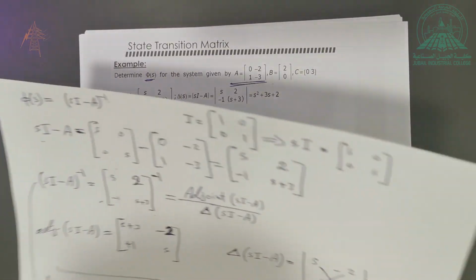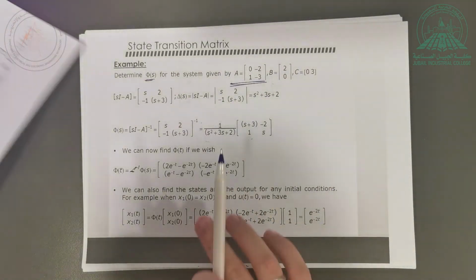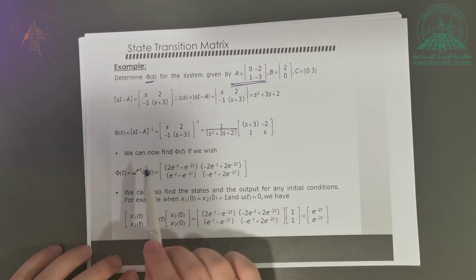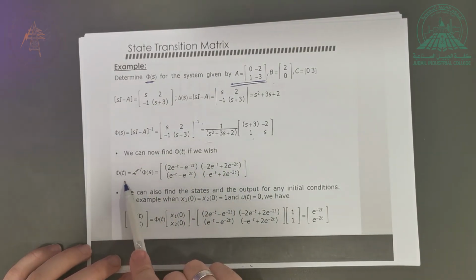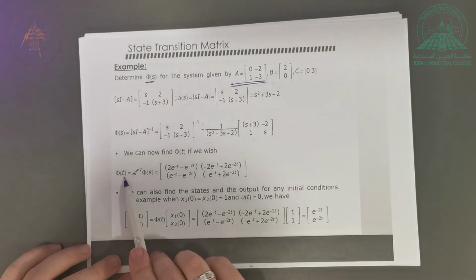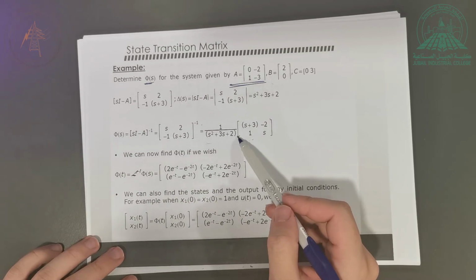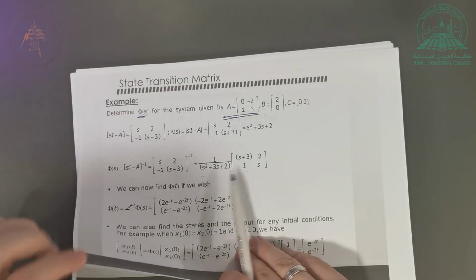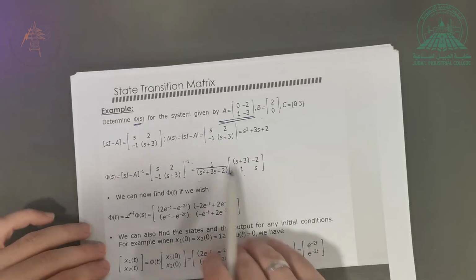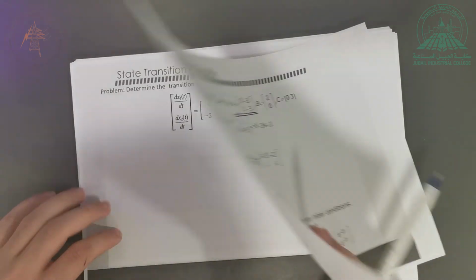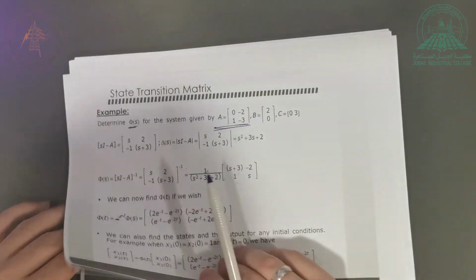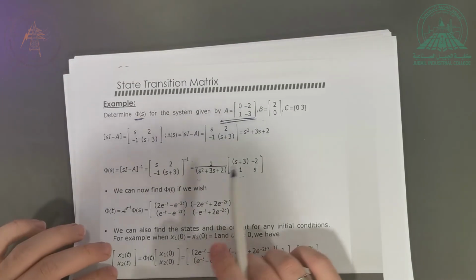Now he is going an extra step in this example. He's actually finding phi of t. So how do I find phi of t? If I want to find the value of phi of t, I need to take this and apply the inverse Laplace transform. We can do that later on, inshallah. But for the time being, let's settle for finding phi of s. If we have time at the end, we can see how we find phi of t.